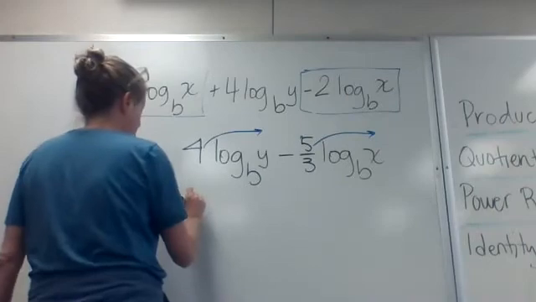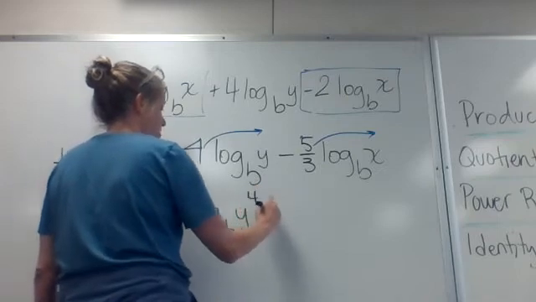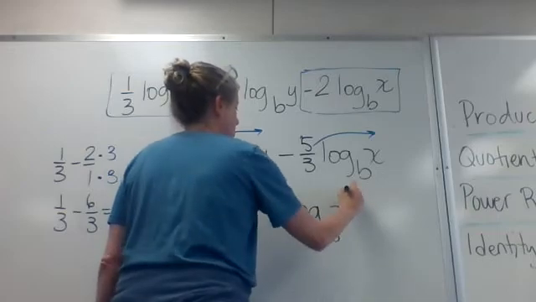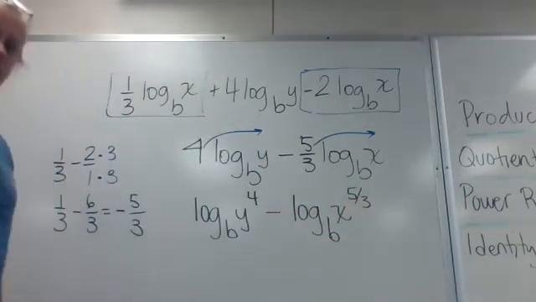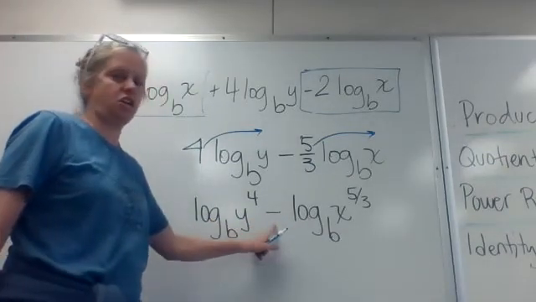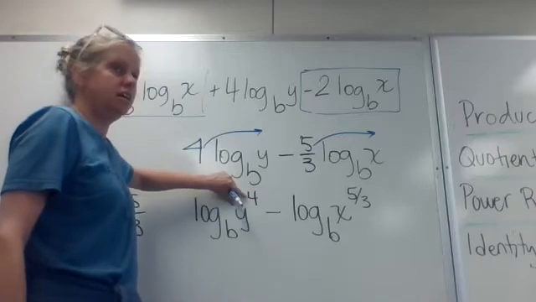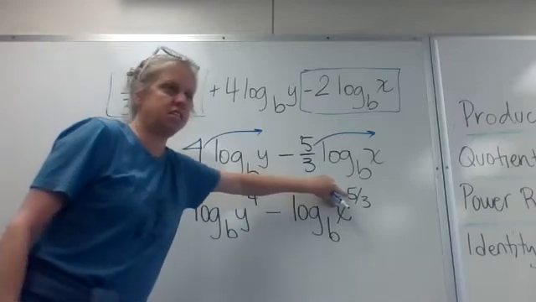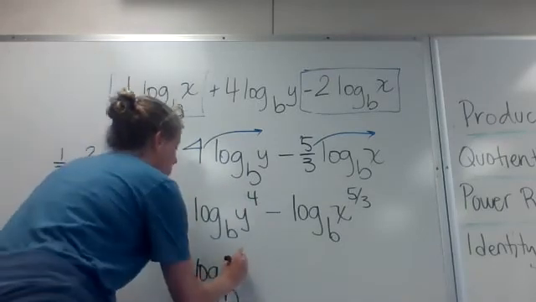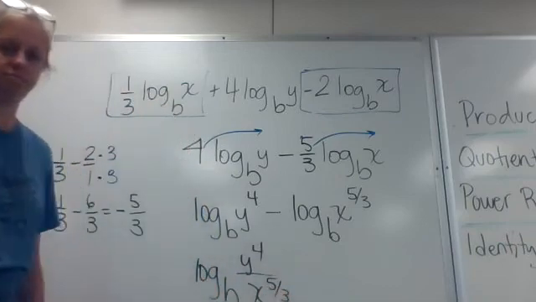So let's see, I've got log base b of y to the 4th minus log base b of x to the 5/3. So if they're both log base b, what does minus turn into? If I'm going to turn that into a single logarithm, it's going to be log base b, this over this. So log base b, the top will be y to the 4th, and the bottom will be x to the 5/3.